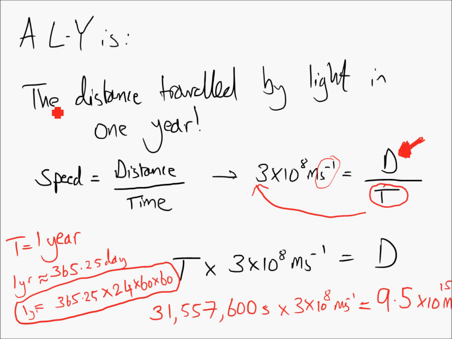So what is a light year? The distance travelled by light in 1 year, and that is equal to 9.5 by 10 to the 15 meters. So this is what a light year is.